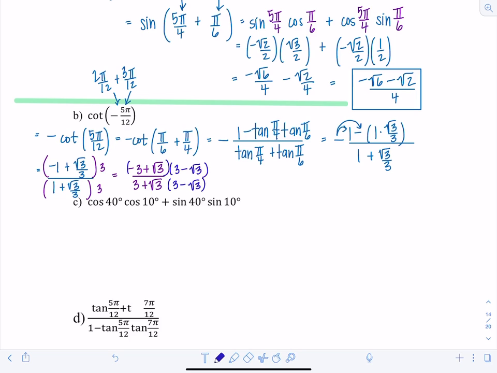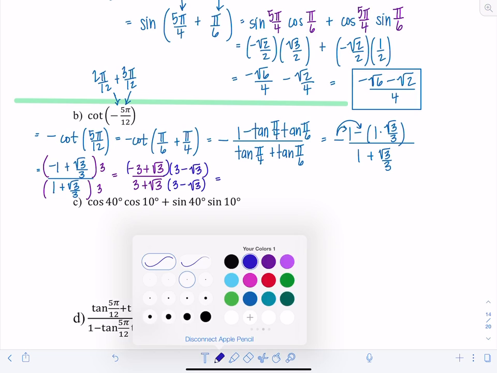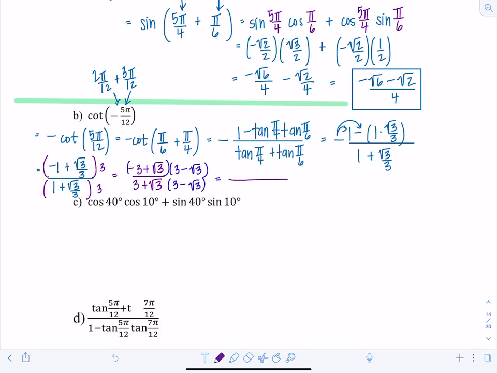And then now in the numerator, I need to FOIL this all out. So let's see here. This is going to give me negative 9 plus 3 rad 3. That's here. Plus another 3 rad 3. And then minus 3. Minus 3 because rad 3 times negative rad 3 is just negative 3. And then in the denominator, the nice thing is I'm just going to get 9 minus 3.